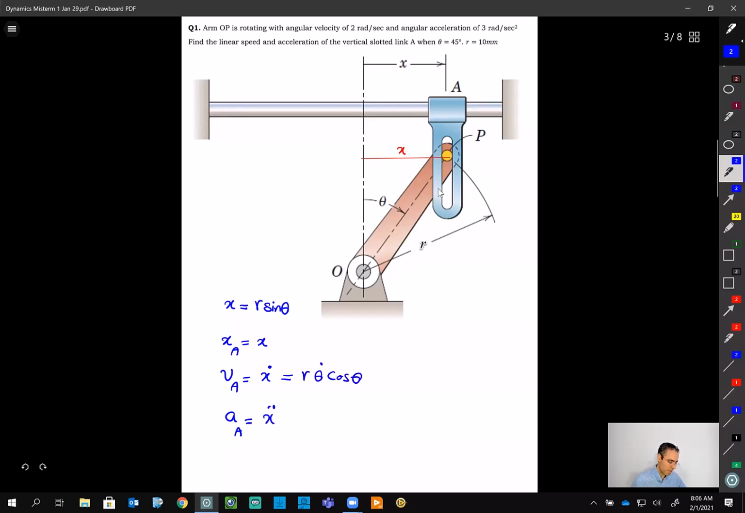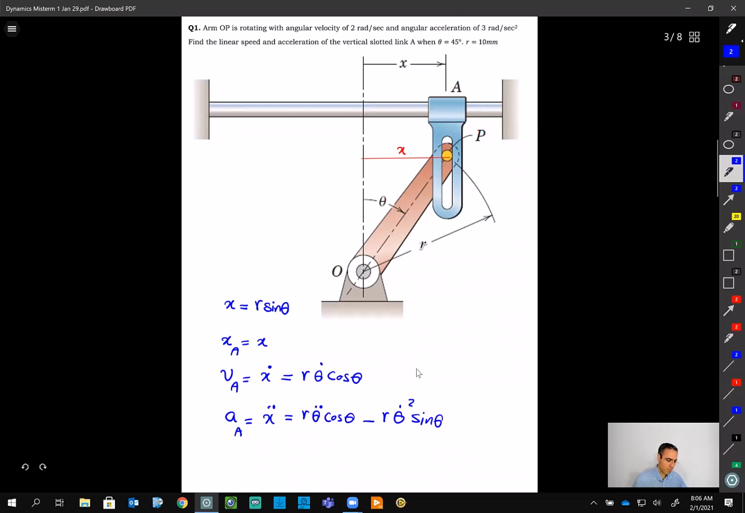The derivative, x double dot, is going to be the derivative of this guy, which is R theta double dot cosine theta minus R theta dot squared sine theta. Don't forget, the derivative of cosine theta is minus sine theta. And then the derivative of theta is theta dot. We already have one theta dot, so it's going to be R theta dot squared.